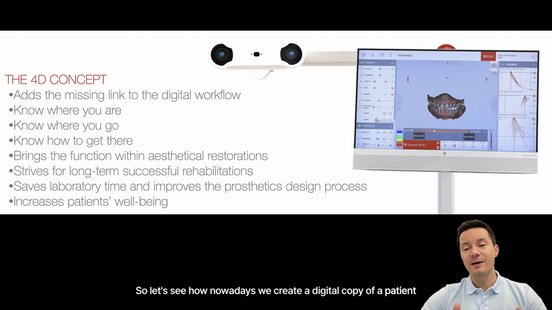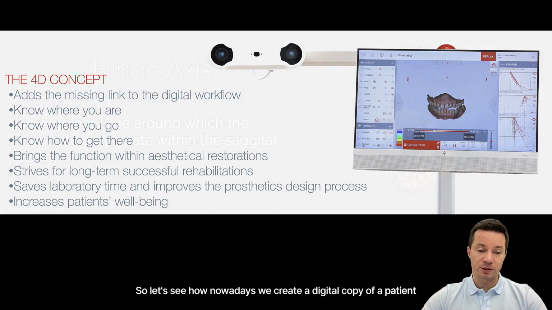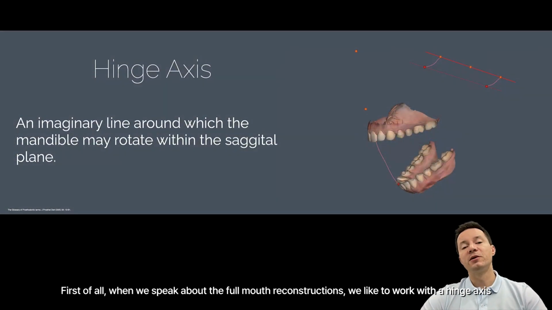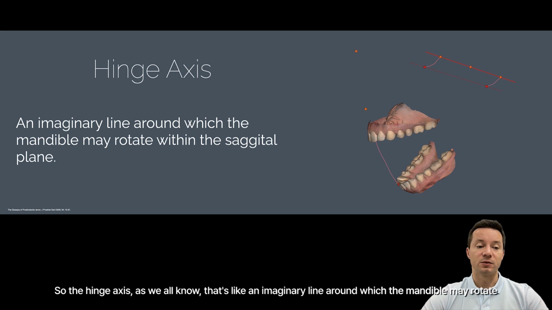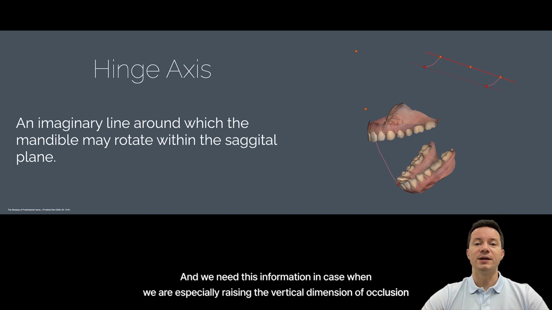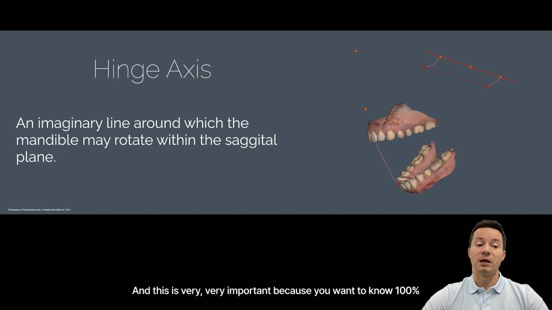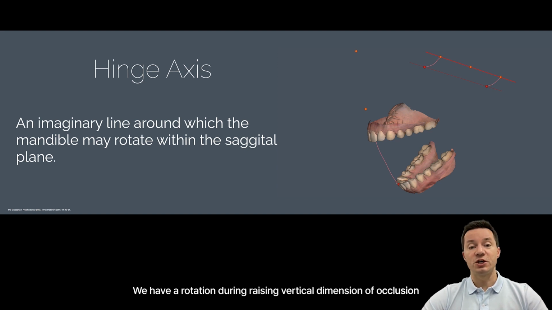Let's see how nowadays we create a digital copy of a patient. First of all, when we speak about full mouth reconstructions, we like to work with the hinge axis. The hinge axis, we all know, is like an imaginary line around which the mandible may rotate. We need this information especially when we are raising the vertical dimension of occlusion. This is very important because we want to know 100% that we have a rotation during raising the vertical dimension of occlusion.